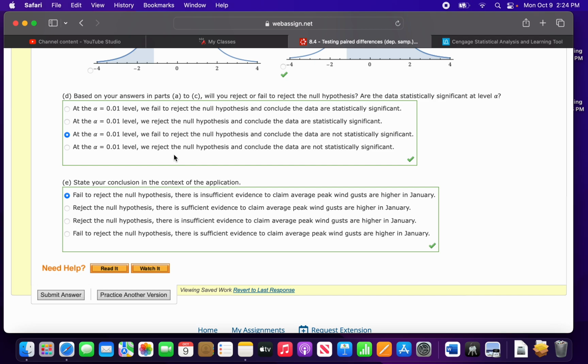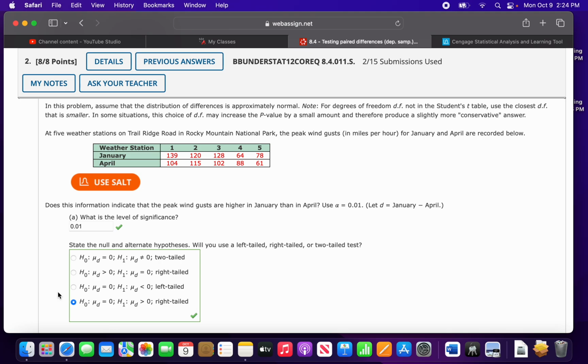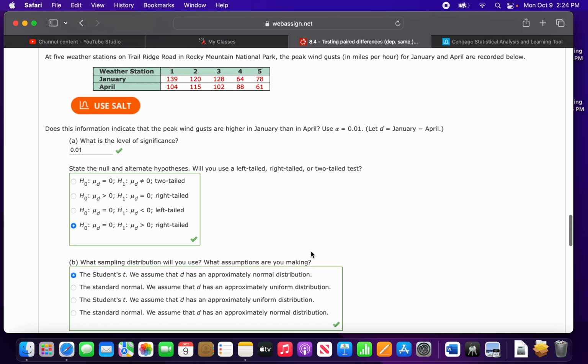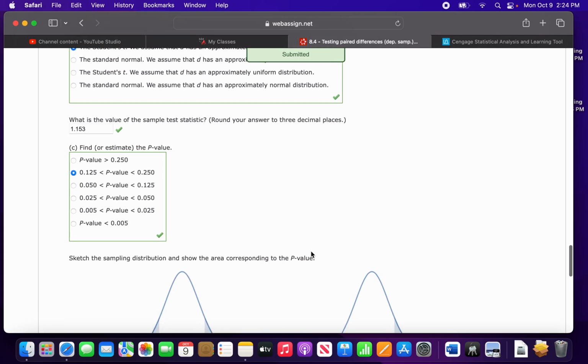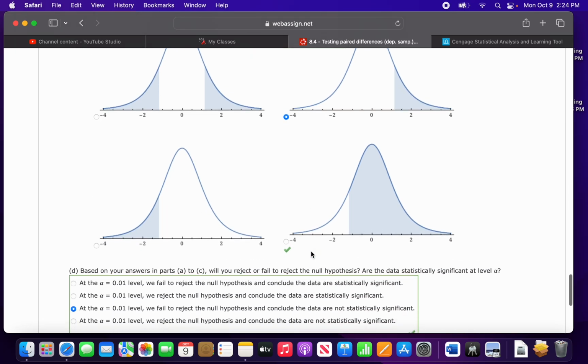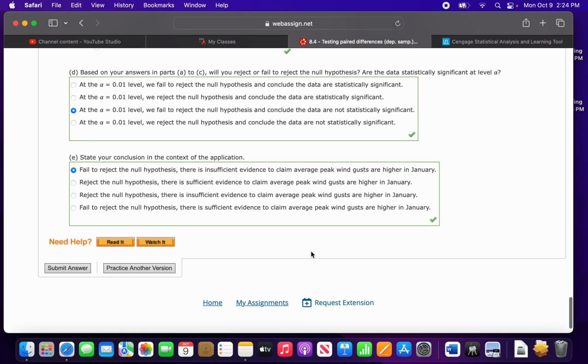Part E, since we failed to reject the null hypothesis, there's insufficient evidence to claim average peak wind gusts are higher in January. Doesn't mean it isn't, we just don't have the evidence to make that claim. And as I scroll back through, everything seems to be good to go.